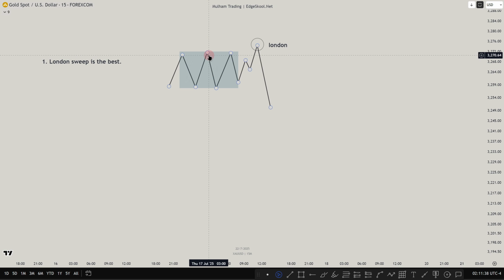Now, why is that? Because a lot of times you're gonna catch the high of the day, and you're gonna catch the expansion of the daily candle. The whole daily candle have been caught here.